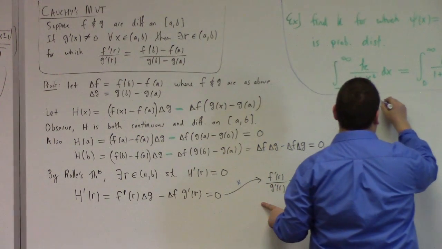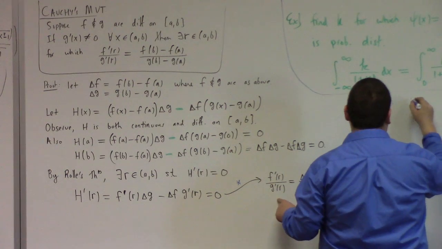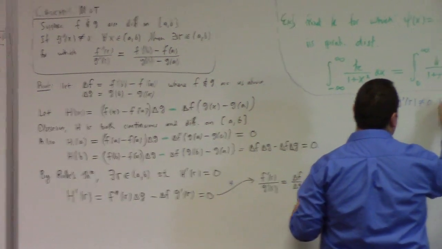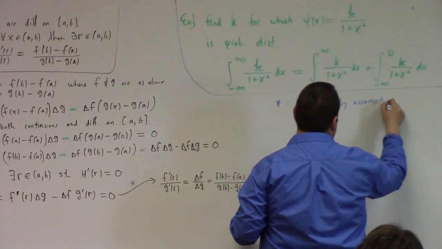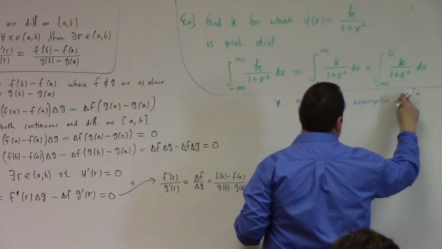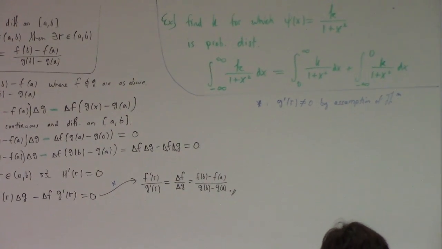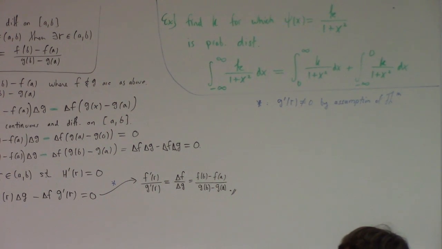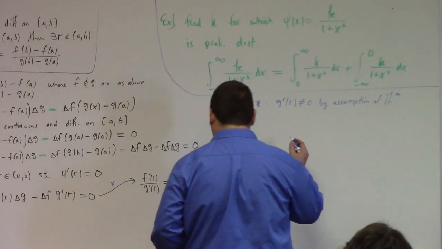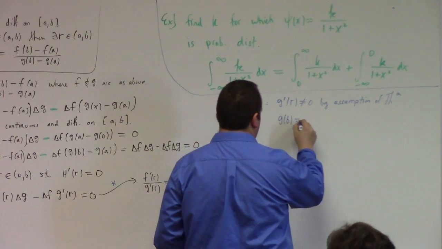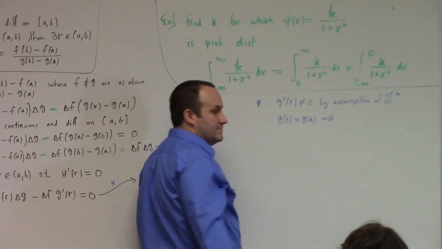So let me discuss star for just a second here. How do I know that I've divided by g prime of r? Well, g prime of r is not equal to 0 by assumption of the theorem, because r is a particular thing in the interval where we're assuming that g prime of x is not equal to 0. What else do I need in order to do that algebra? I divided by the change in g, right? Why is the change in g also not 0? It's just a number. If g of b was equal to g of a, what would that say?